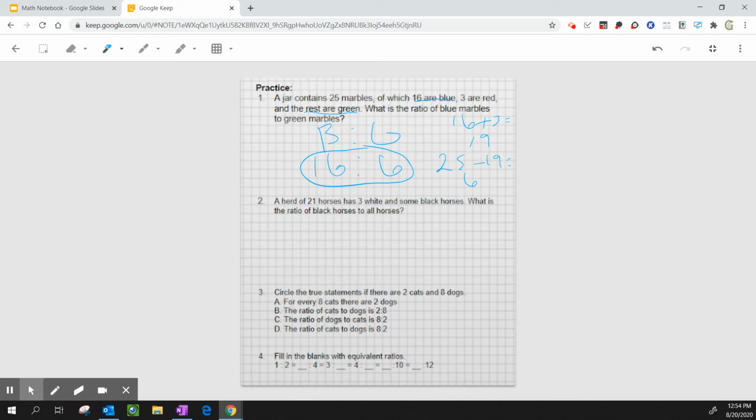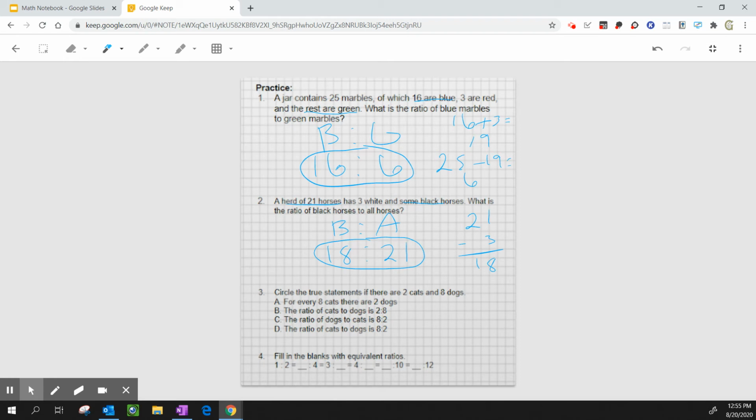Number 2, same kind of idea. A herd of 21 horses has 3 white and some black horses. What's the ratio of black horses to all horses? So we need black to all. So black horses, again, is a little trickier because it's some black horses. So we had 21, 3 were white. So kind of like we did before, 21 minus 3, and I get 18. So 18 black horses. And then all the horses, it was this herd of 21. So it would be 21, and that would be my answer. Technically on both of these we could simplify, but since the problem didn't say that we had to, I won't do it in this particular one.